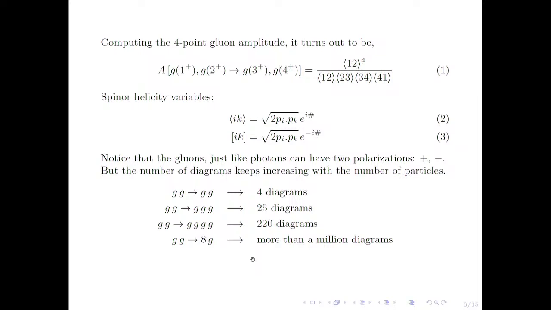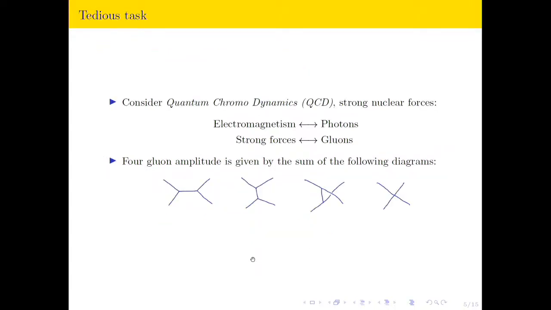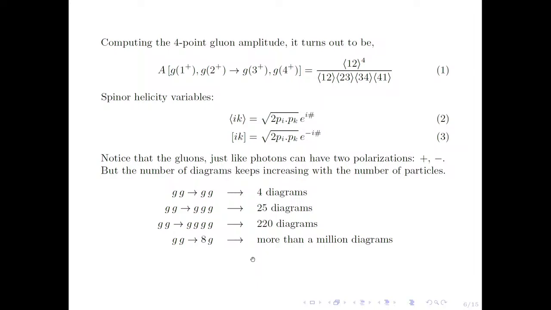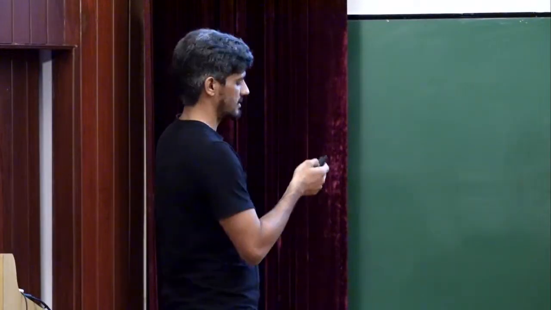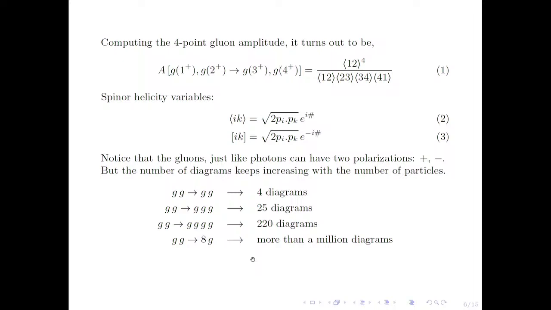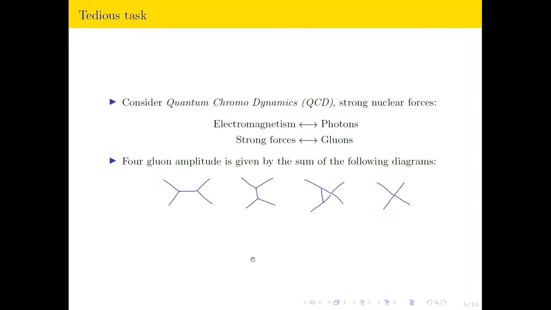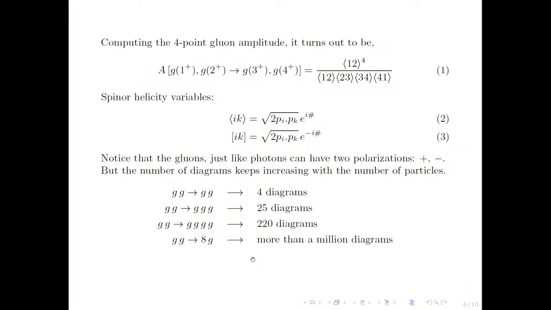Now this was a 4-particle amplitude, and if I want to calculate higher point amplitudes, let's say 2 to 3, 2 to 4, and so on, the number of diagrams that contribute to the process keeps increasing. For instance, for this process you'll have some 25 diagrams, then 220 diagrams, and so on. And these are not just for academic purposes. These are used in actual collider physics, so people do care about how to calculate them efficiently. If you want to calculate 2 gluons going into 8 gluons, the number of such diagrams will be more than 1 million, and all of them individually will be very complicated to calculate. You wouldn't actually sit down and calculate each one of them.